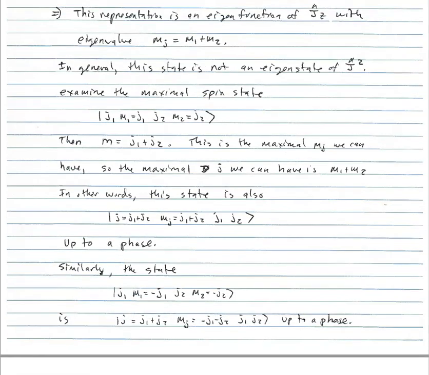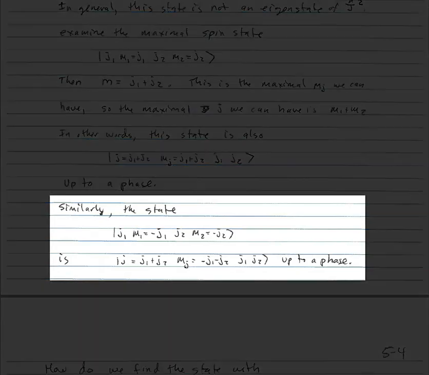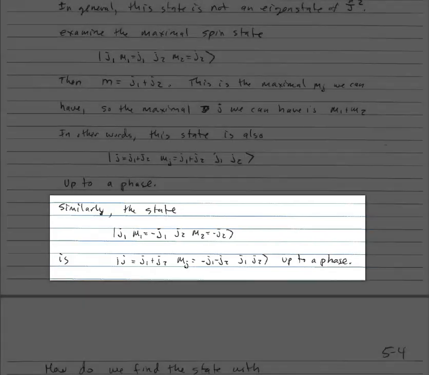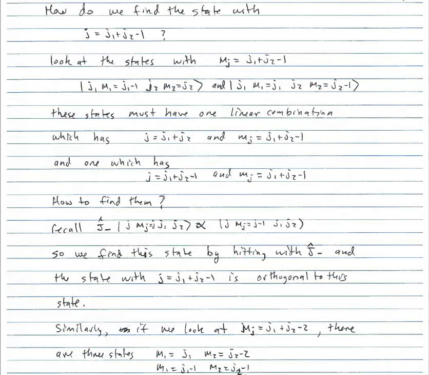All right, now, similarly, if I look at the smallest, the most negative value of jz, so j1, m1 equals minus j1, j2, m2 equals minus j2, that is the state j equals j1 plus j2, mj equals minus j1 minus j2, j1 comma j2 up to a global phase by exactly the same reasoning and logic. Okay, so we've found at least two states that we can figure out exactly what they are.